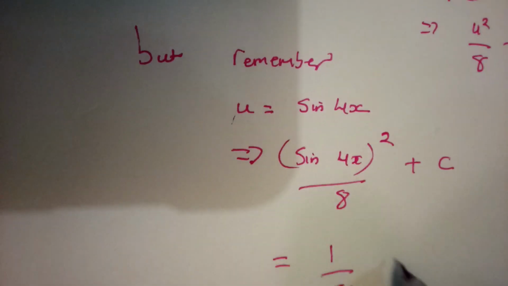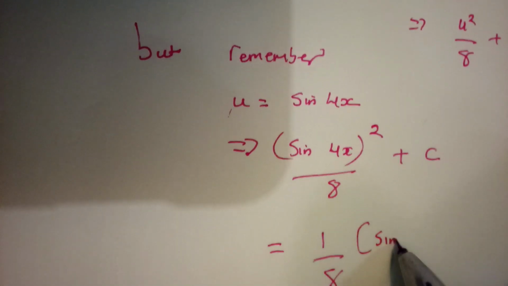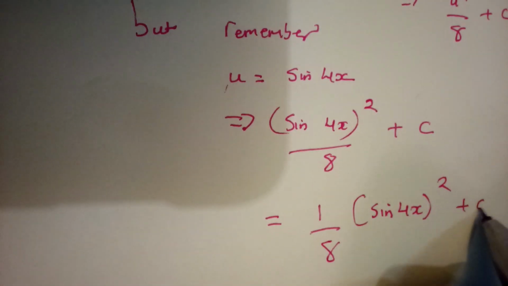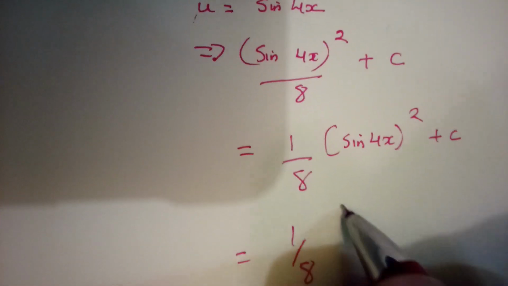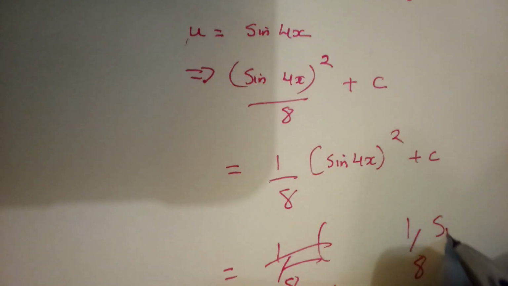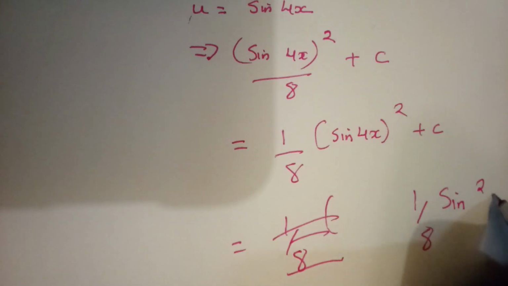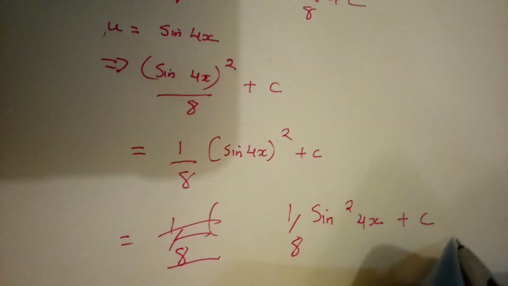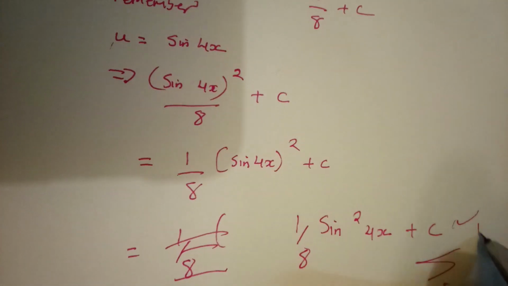This now can be written as 1 over 8 sine 4x squared plus c, which can also be written as 1 over 8 sine squared of 4x plus c. Thank you.